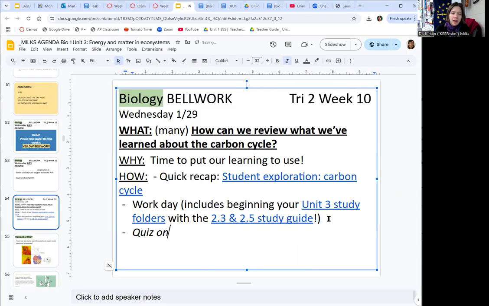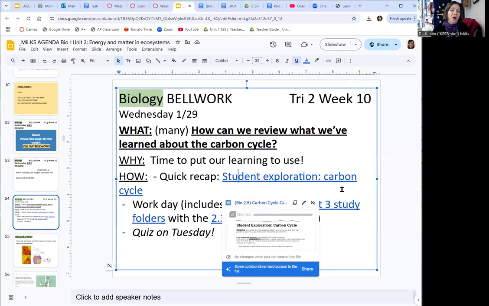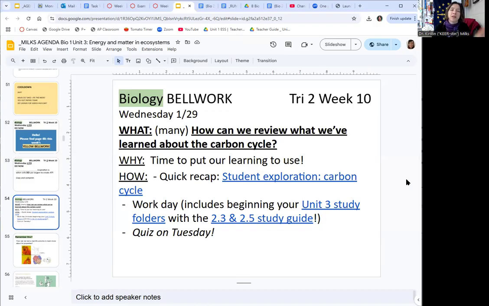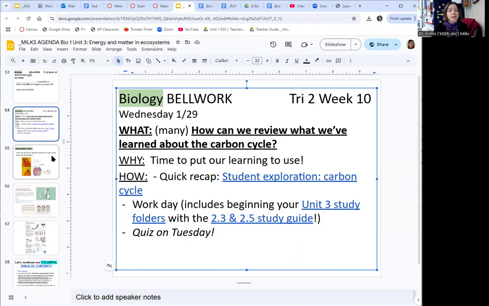Quiz on Tuesday. As we get toward the end of the trimester, it's important that we keep up to date with your work. So today I'm going to do a quick recap of the carbon cycle assignment because quite a few people have had a couple of resubmits. I want to make sure you've got that. And then with the sub, you're working on a work day that does include beginning your Unit 3 study folders with the 2.3 and 2.5 study guide. You're going to have a quiz when I come back on Tuesday over this material.